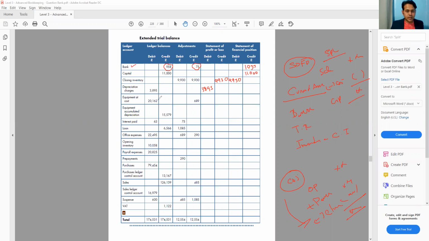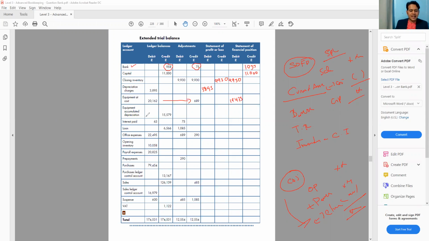The next one we have equipment cost. On the ledger balance we have a debit, on the adjustment we have a credit. So debit and credit are like a plus and minus, isn't it? So we have to minus it. 20,162 minus 689 gives us 19,473, and that will be the debit on SOFP. Very well done, Amit. So we'll take 19,473 to the statement of financial position. Very good. Let's move to the next one.